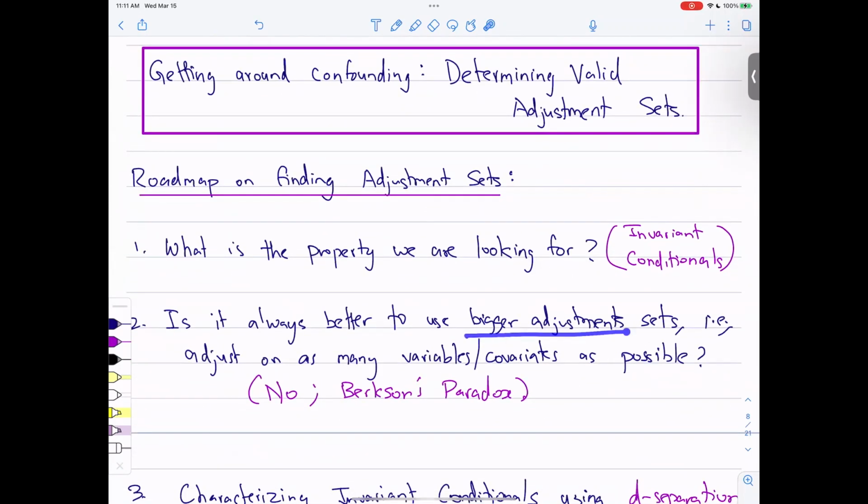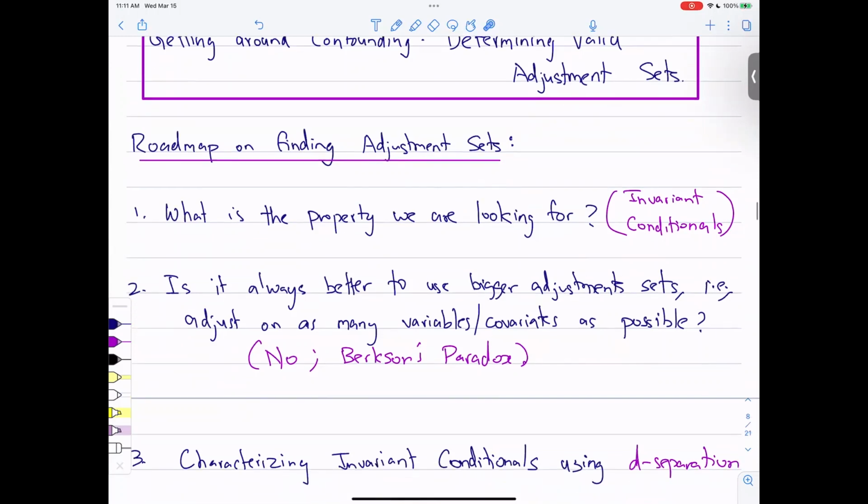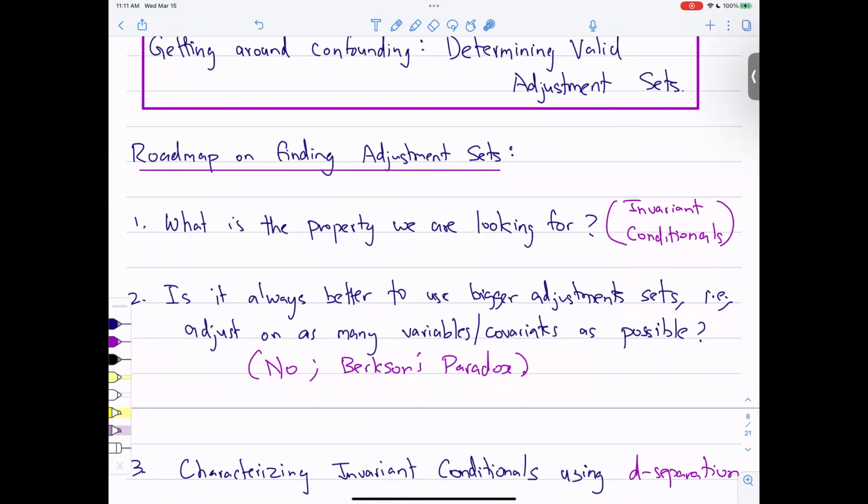Is it always better to use a bigger adjustment set? Meaning I have an adjustment set, I'm not sure if something else should be included, so let me just throw that in as well. Is that still a valid adjustment set? No. Adjustment sets don't have this monotonicity property. We'll show that. This goes back to day one's last example, where I put in a downstream variable and some weird things started happening. So you should not adjust on as many variables. Variable selection is actually important. Okay, and Berkson's paradox is an example of that.